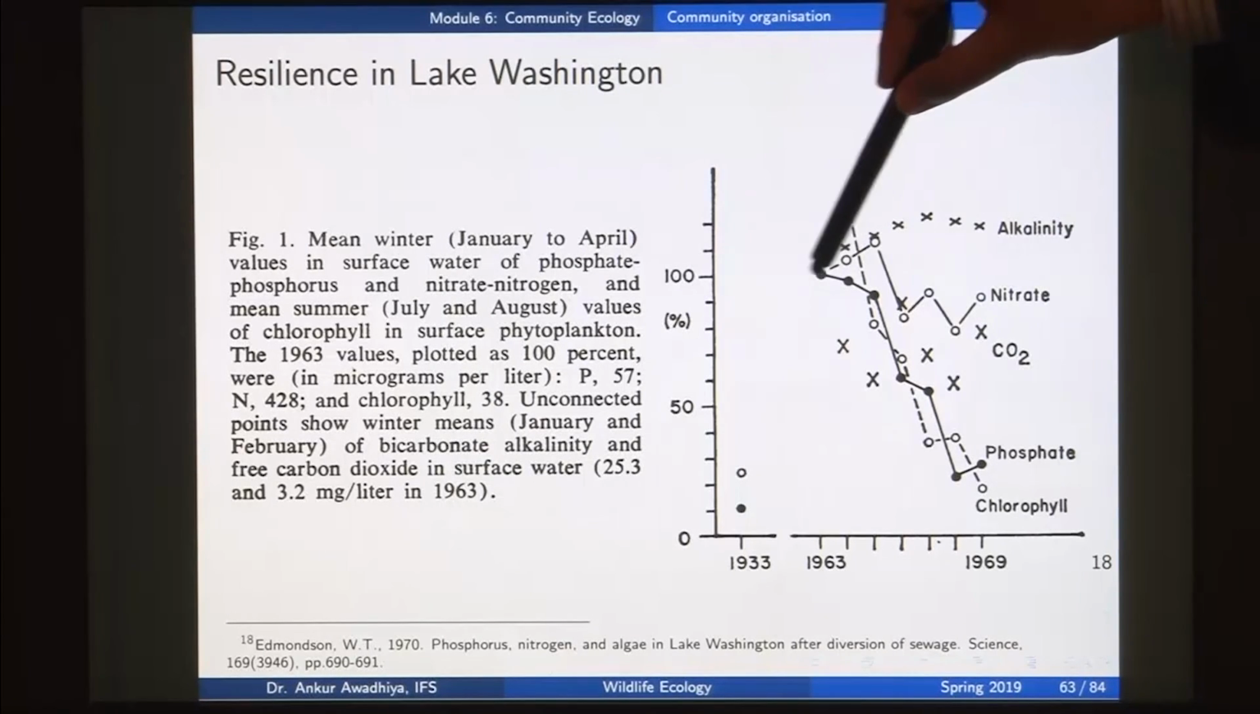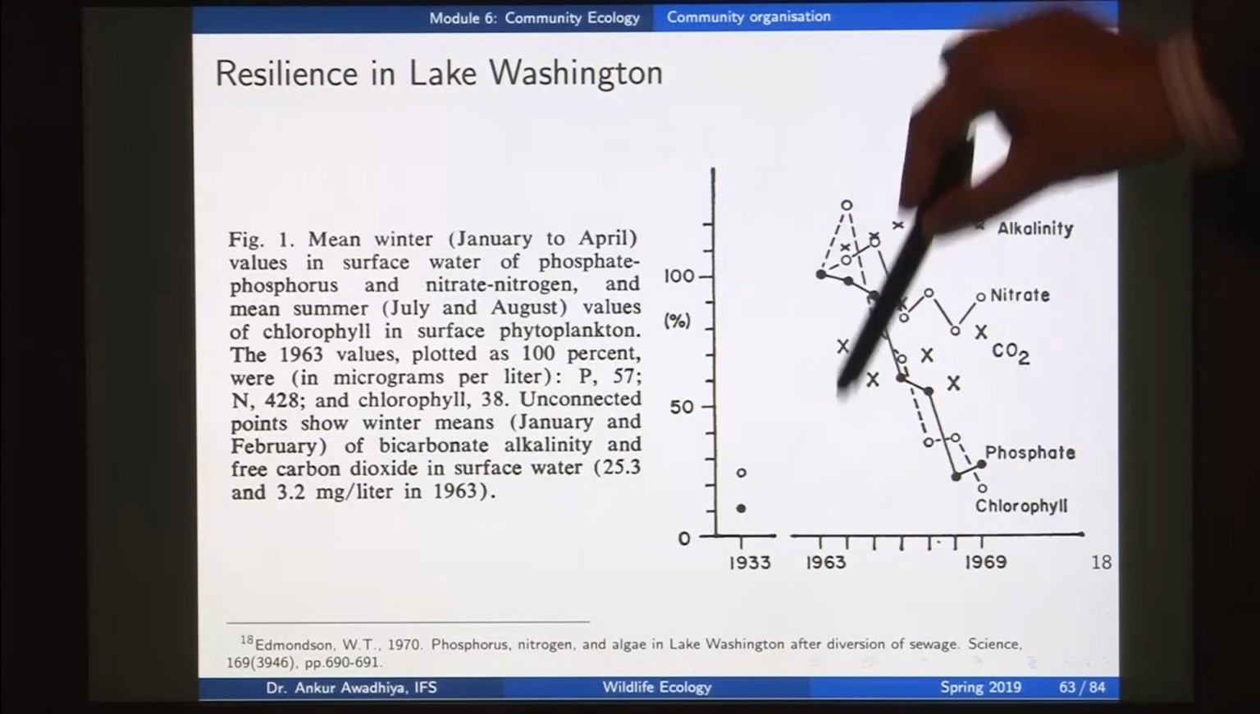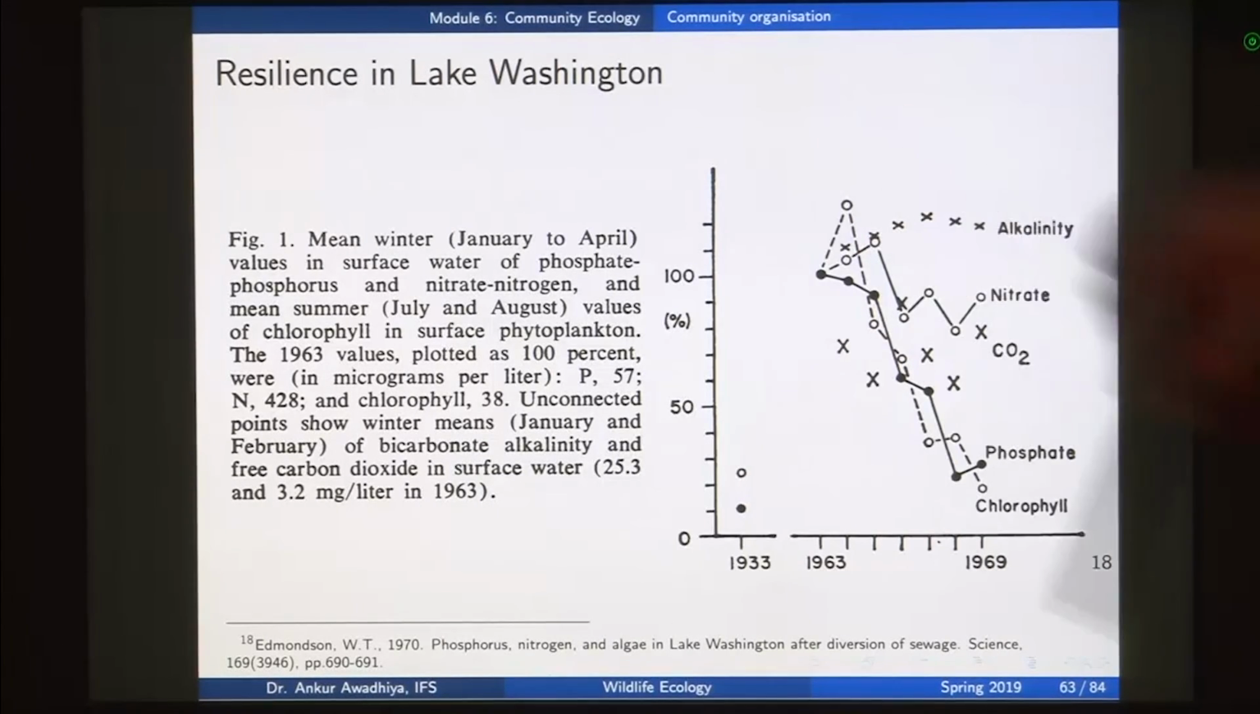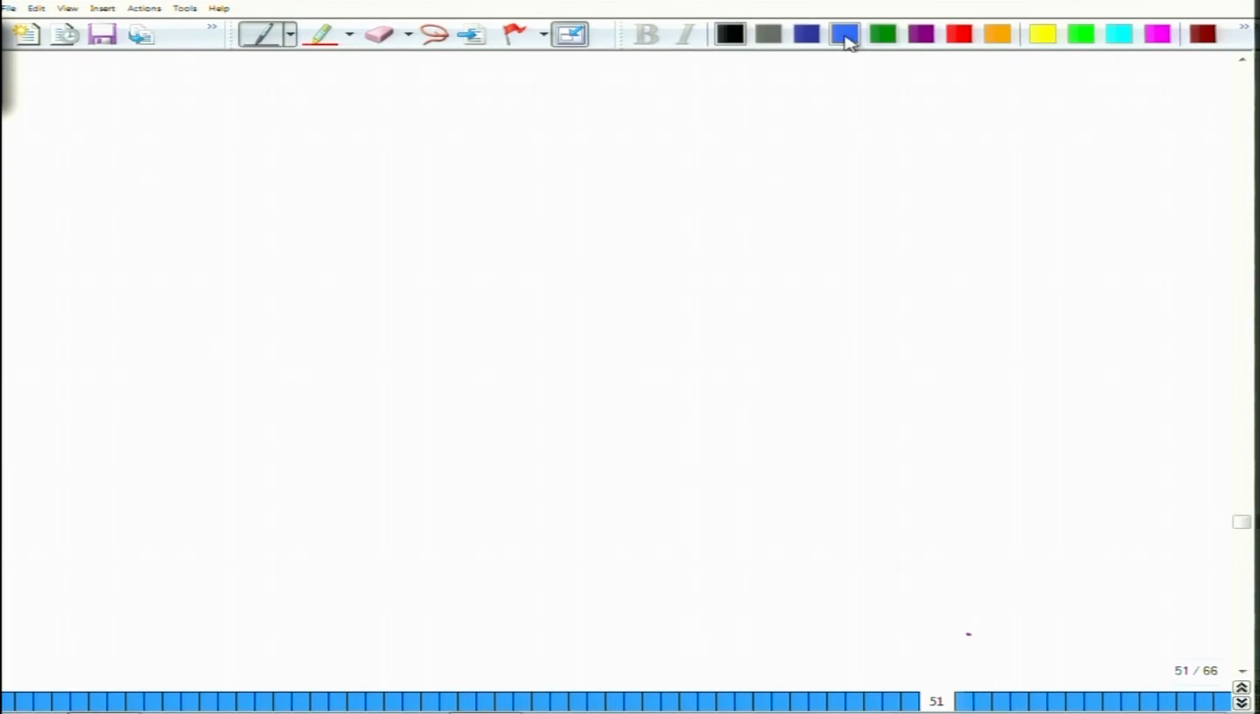So, from a 100% level that we measured in 1963, here the level is close to say 20% or 25%. Now, why was this phosphorus able to come out of the system? How was this community resilient enough that it was able to get rid of the phosphorus? Because as long as you have a heavy dose of phosphorus in your ecosystem, there will be more and more growth of these planktons.